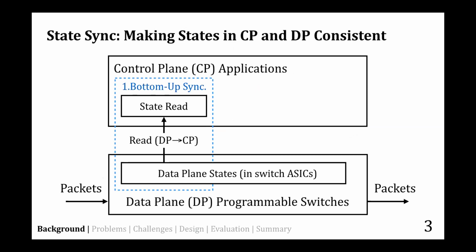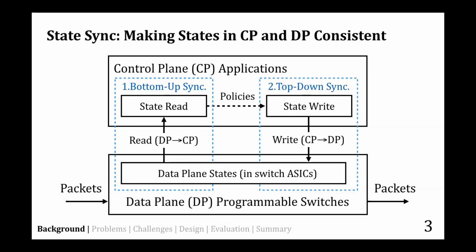Specifically, there are two types of state synchronization in programmable networks. First, the bottom-up synchronization, namely state read, needs to timely synchronize the latest states from programmable switches to the control plane. Second, according to received states, applications make decisions and invoke the top-down synchronization or state write to populate the policies recorded in states to programmable switches.